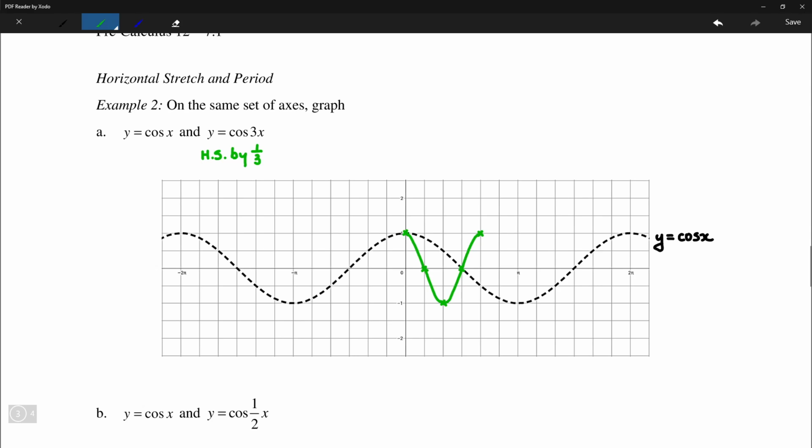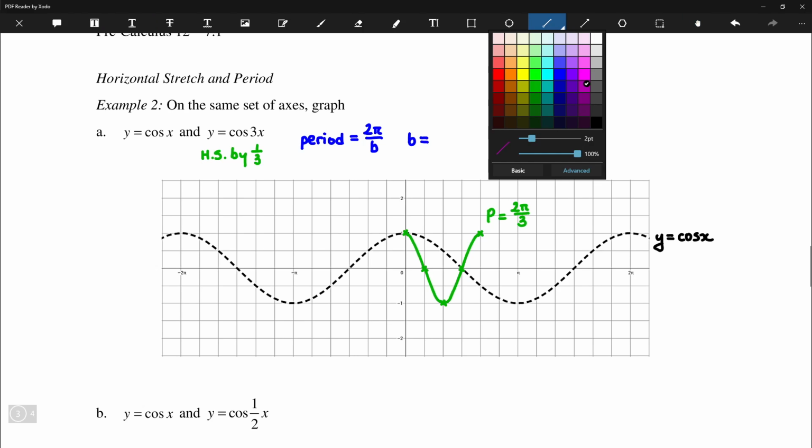So if we are to find the period of this graph, it would actually be 2 pi over 3, which makes sense since the period of 2 pi was horizontally stretched by 1/3. Which leads to this relationship between period and the value b in our function. The period of the sine and cosine function is equal to 2 pi over b. This can be rearranged, of course, so that b is equal to 2 pi over the period.